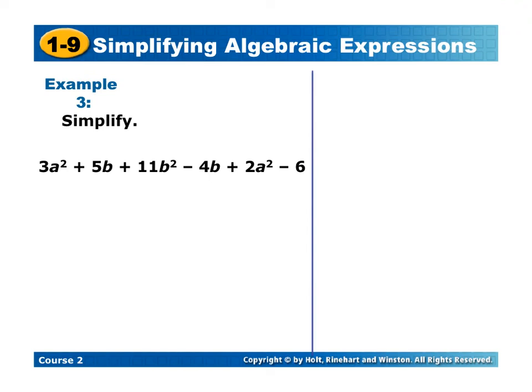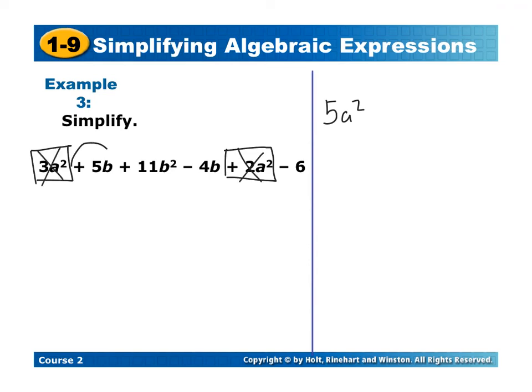Once again, I'm going to use shapes to highlight our different like terms. I'm going to start with a squared. So I have 3a squared, and then I have 2a squared. I want you to notice I put a box also around the operation, because remember when you're combining like terms, you're going to use the operation that's in front of your second term. So if I have 3a squared and I'm adding 2 more, I now have 5a squared. If it helps, you can cross those off.